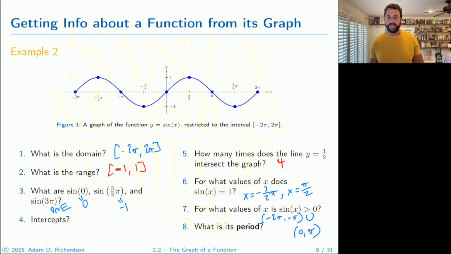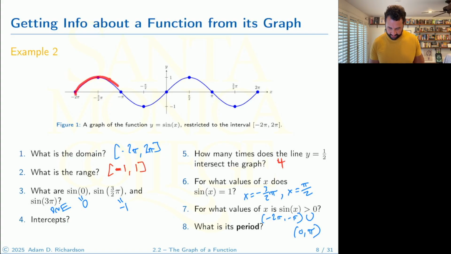This last question is something we haven't talked about yet, but we're going to talk about it a lot in chapter 6. It says, what is its period? So some graphs or some functions actually have what's called a period, and it's basically how long it takes for the graph to repeat itself. So you'll notice here, this is like a wave, like an ocean wave, right? And it repeats. So the length of the interval before it repeats is what's called the period.